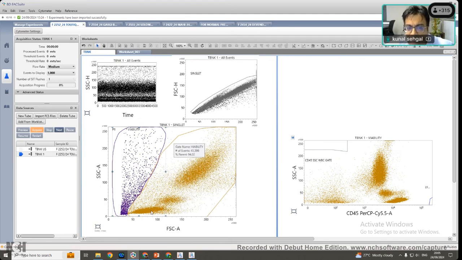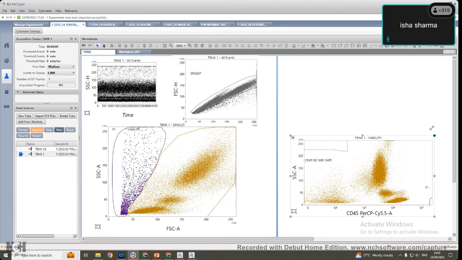So forward scatter, we are seeing. Any one of you can tell me which is this population in the high forward scatter, relatively slightly higher side scatter above lymphocytes? Monocytes. Excellent. This population is? Neutrophils. So granulocytes. Avinash, you have taught very well.